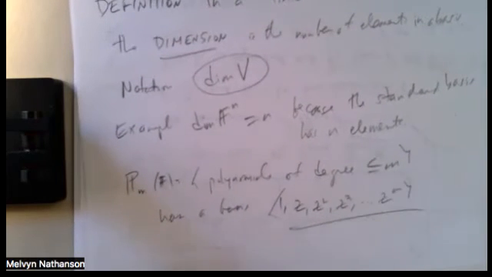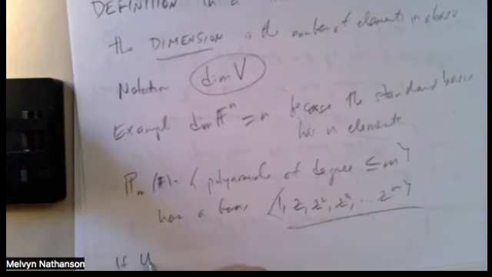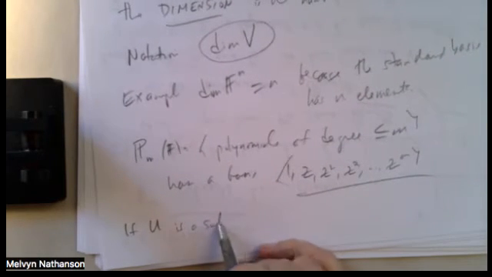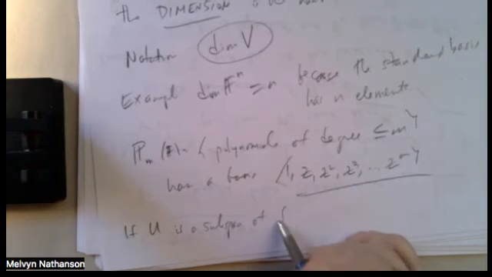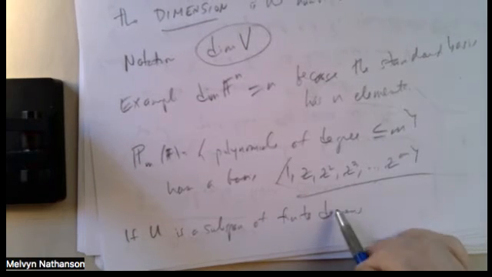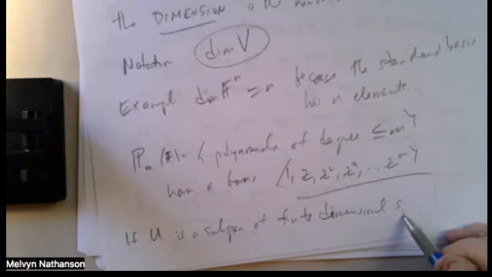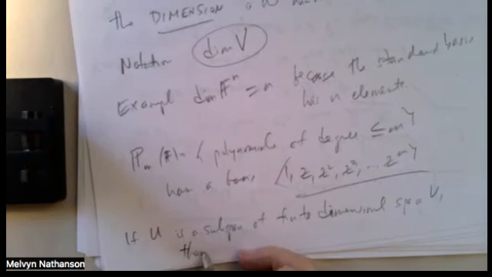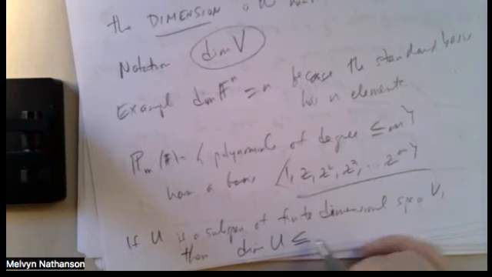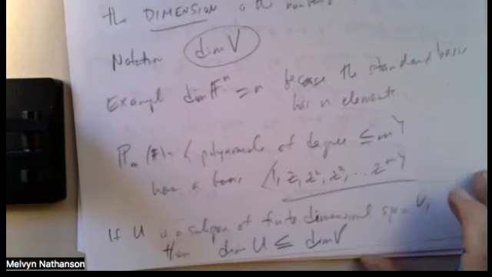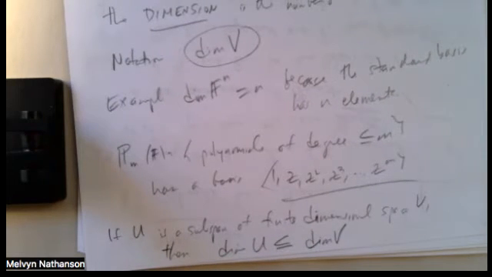And one other property of vector spaces is the following. If U is a subspace of the finite dimensional vector space V, then the dimension of U is less than or equal to the dimension of V. For one thing, you can take a basis for the subspace U and extend it to a basis for V. So clearly the number of elements in the basis for V is at least as large as the number of elements in the basis for U.